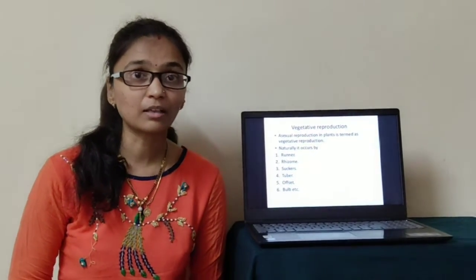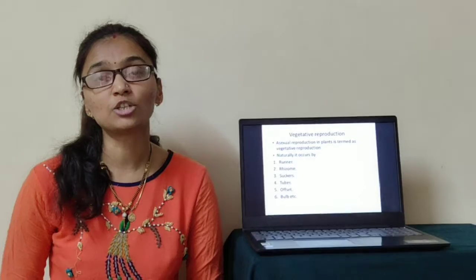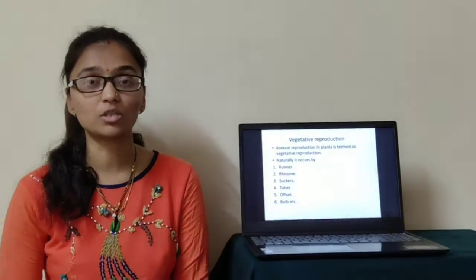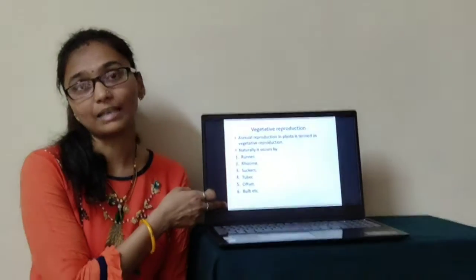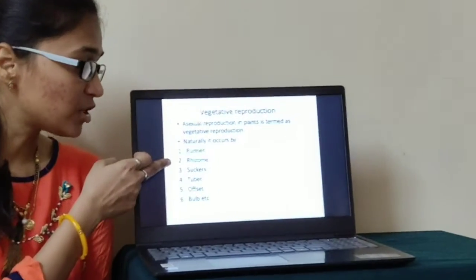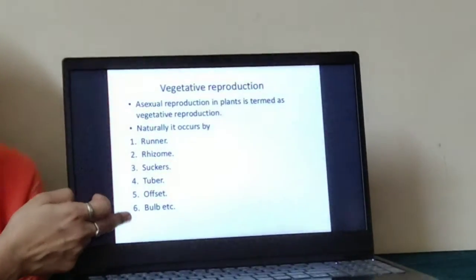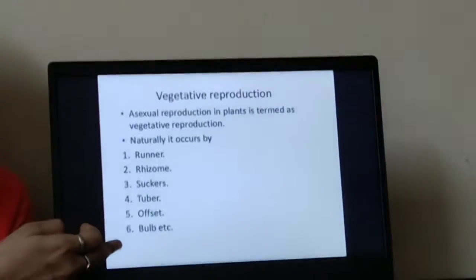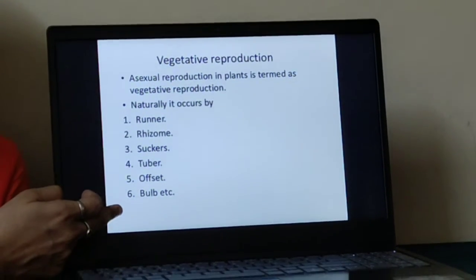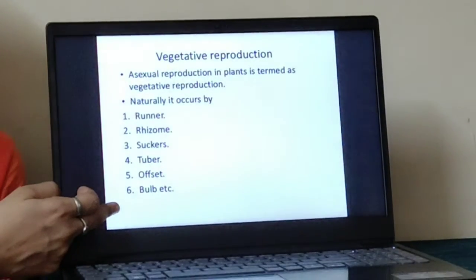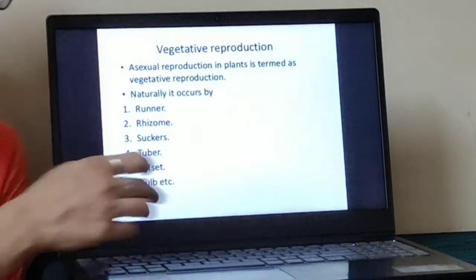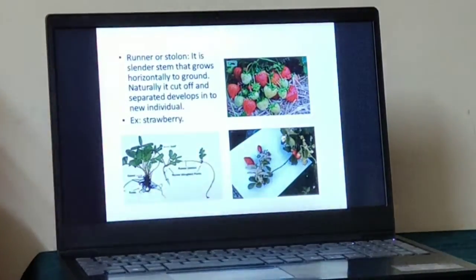Now this vegetative propagation can be by a natural method and it can be by an artificial method. So first we learn about the natural methods of vegetative propagation in plants. We will see all these natural methods such as runners, rhizomes, suckers, tubers, offsets, and bulbs, one by one, and see what is meant by vegetative propagation and how it gives rise to new offspring. First is runners.